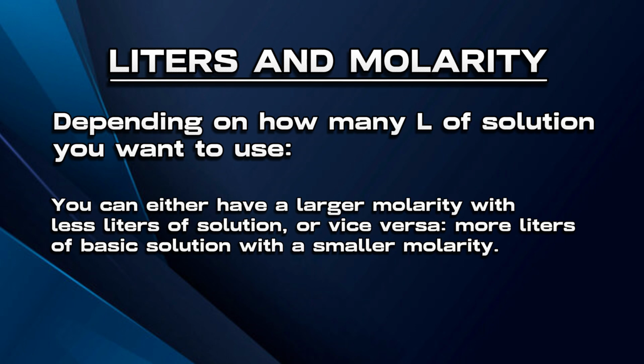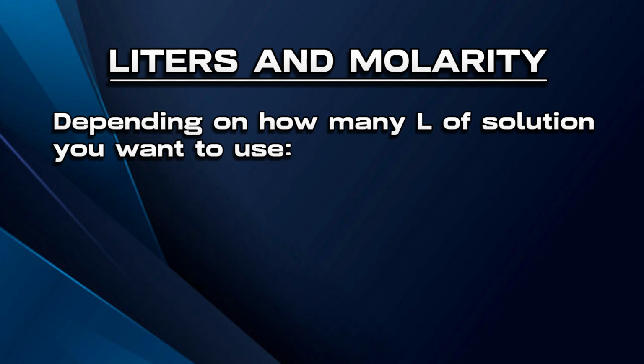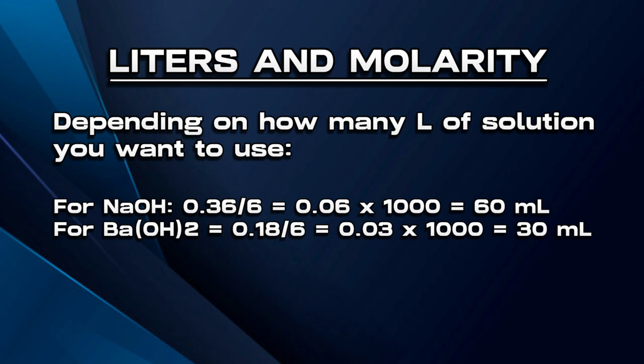If we were to use the same molarity, 6M, we would need to calculate how many liters we need for each base. To do this, divide your moles by your wanted molarity, then multiply by 1000 for the conversion to milliliters. For barium hydroxide, if you wanted the same amount of liters, which is 0.06, you would simply cut the molarity concentration in half to 3M.